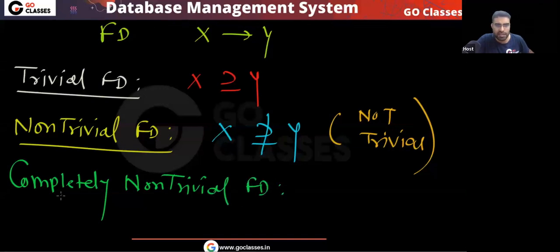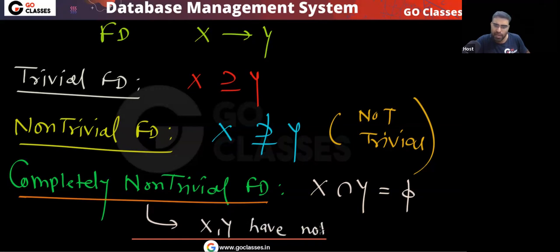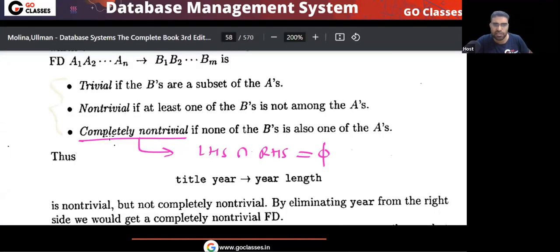When can I say that it is completely non-trivial? We will say this when X intersection Y is empty, when they have nothing in common. X, Y are completely disjoint, so their intersection is phi. In this situation, we will call it completely non-trivial. So these are the three definitions.